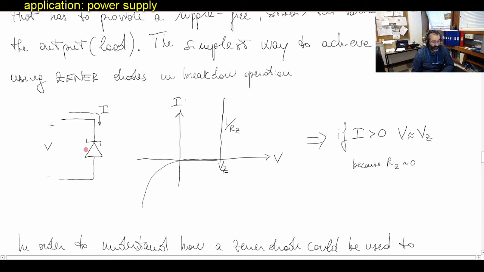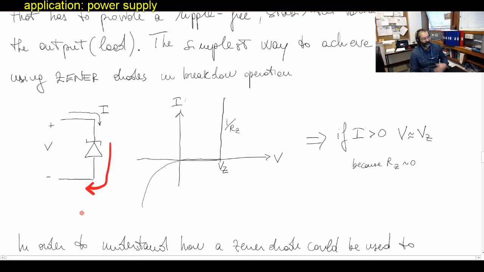So when I connect the zener diode in this way, assuming that the voltage here is positive and here is negative, as you can see, I'm reverse biasing the diode, and so eventually a large current could flow if we are entering the zener operation.